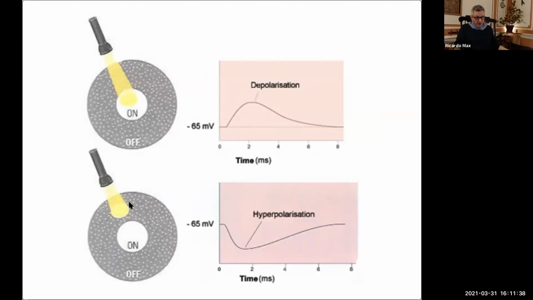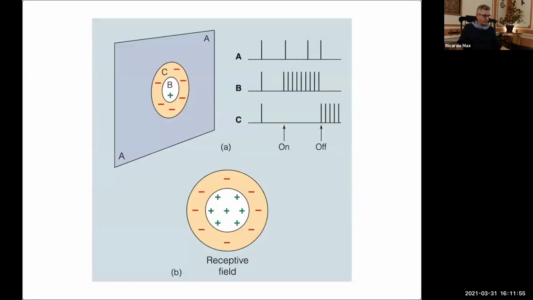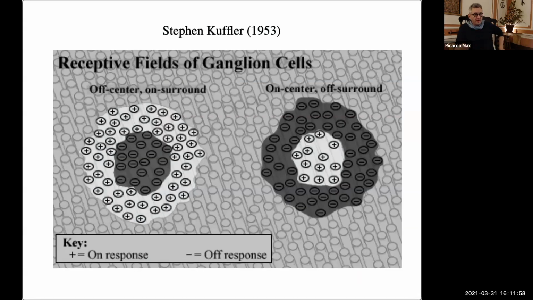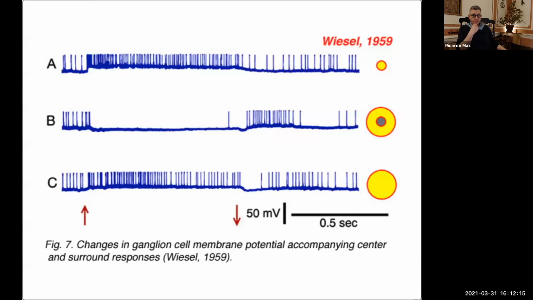Light that falls only in the outer circumference has only inhibitory effects on those specific ganglion cells. So this is from the 50s. I think it was the first big publication about those attributes of ganglion cells, from 53. This is from Wiesel, 59, very important work.